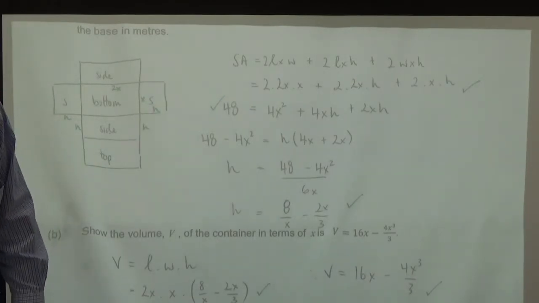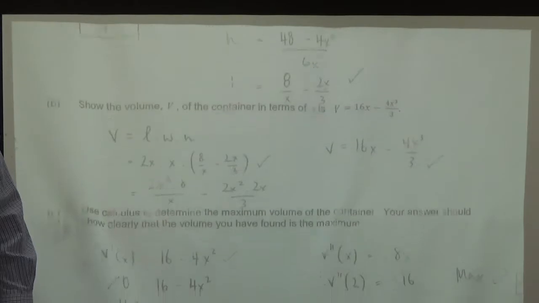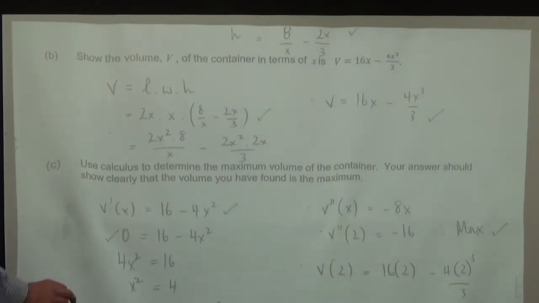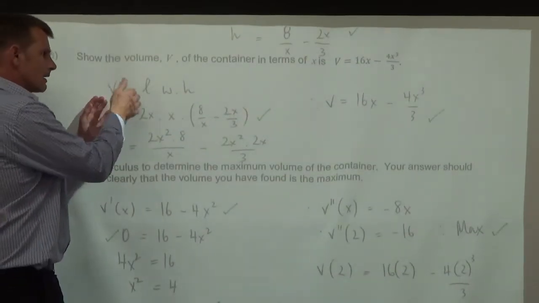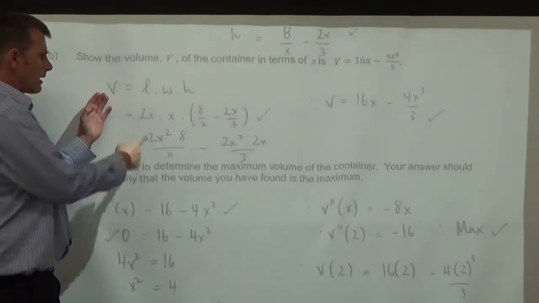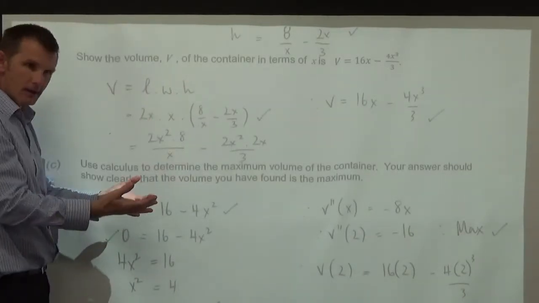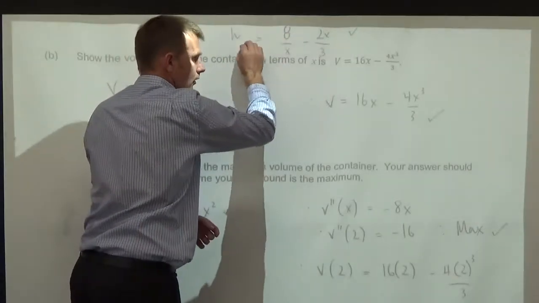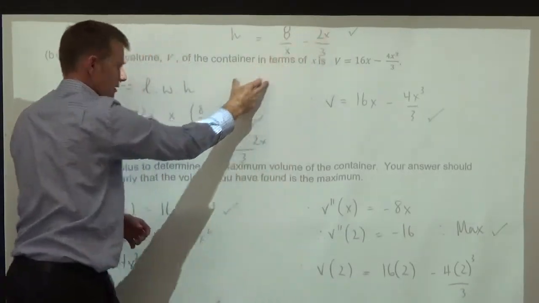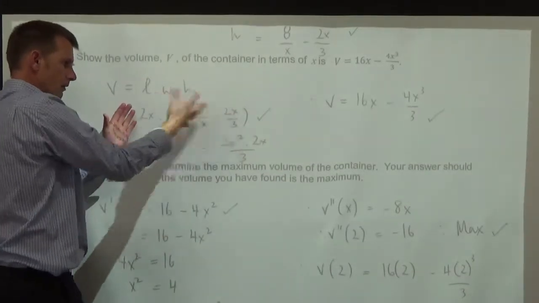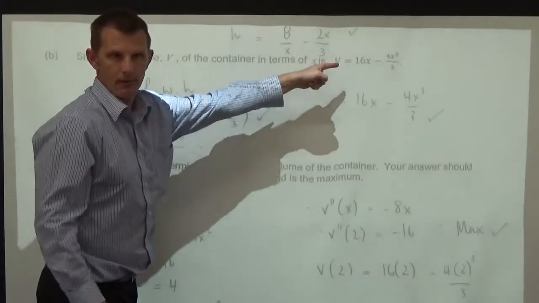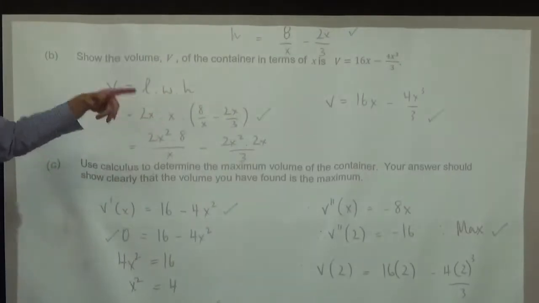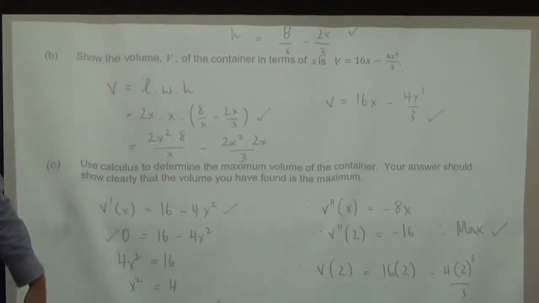Next one then says, show the volume of the container in terms of x. Well, volume is length by width by height, isn't it? And again, length we know is equal to 2x. And you just figured out up above right here what the height was in terms of x. So that goes there. Multiply it out, tidy it up, and we got there. A little bit easier here, but if you'd struggled above, you're probably going to struggle there.